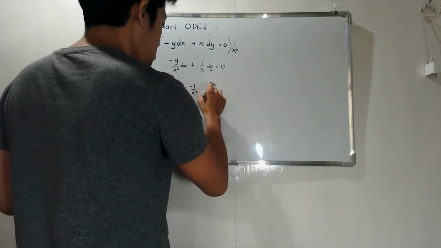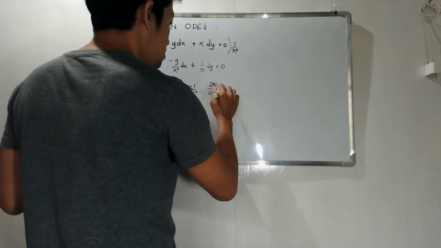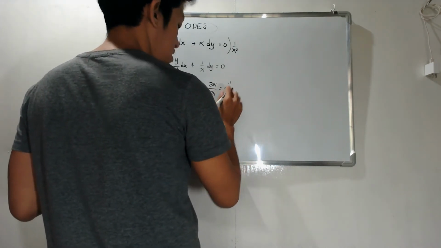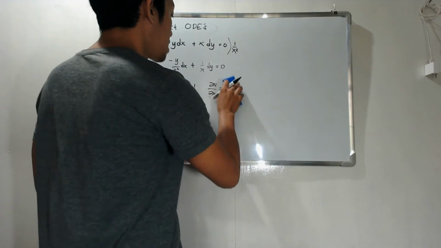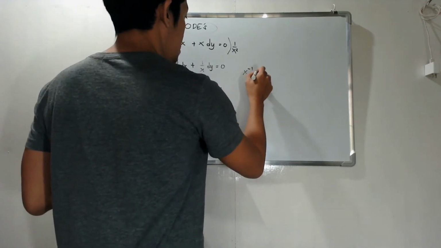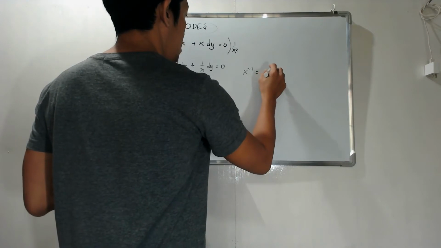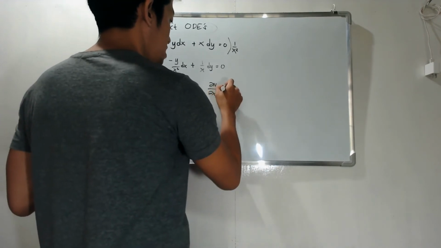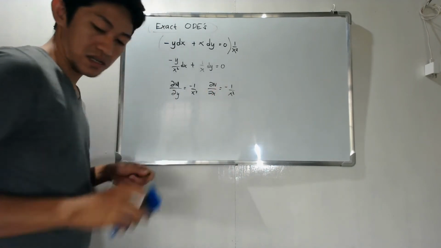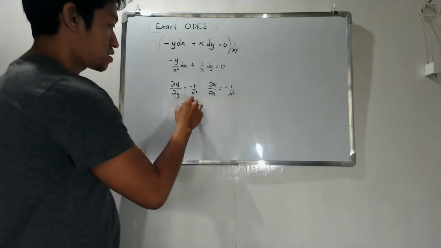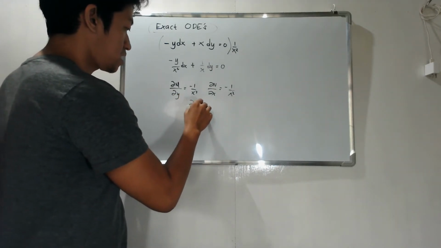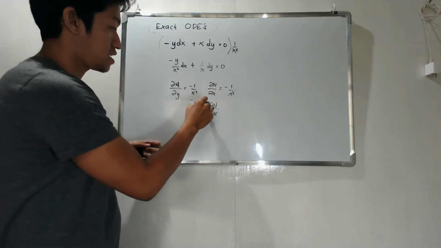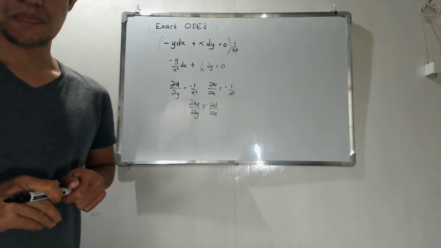Partial of n with respect to x equals x to the negative 1, and x to the negative 1 is just negative 1 times x to the negative 2, or this is just negative 1 over x squared. So apparently, this now becomes an exact differential equation. Okay?